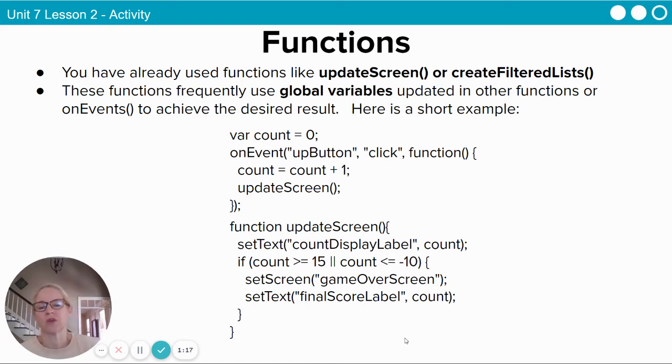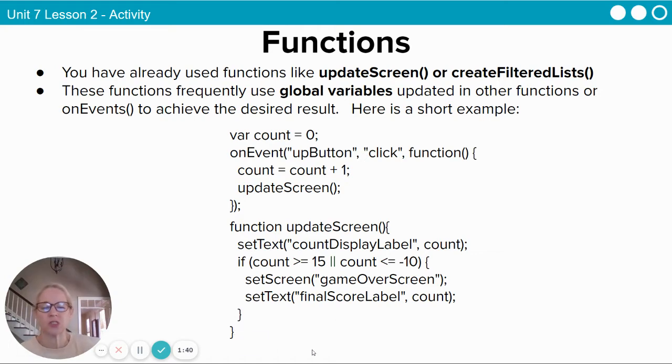We have the global variable count, it's set to 0. And whenever the user clicks the up button, the code adds 1 to count, so it increments it by 1. And then it calls the function update screen. Right here, this is the function call update screen. Then down here, you have the function update screen. This is the function definition.